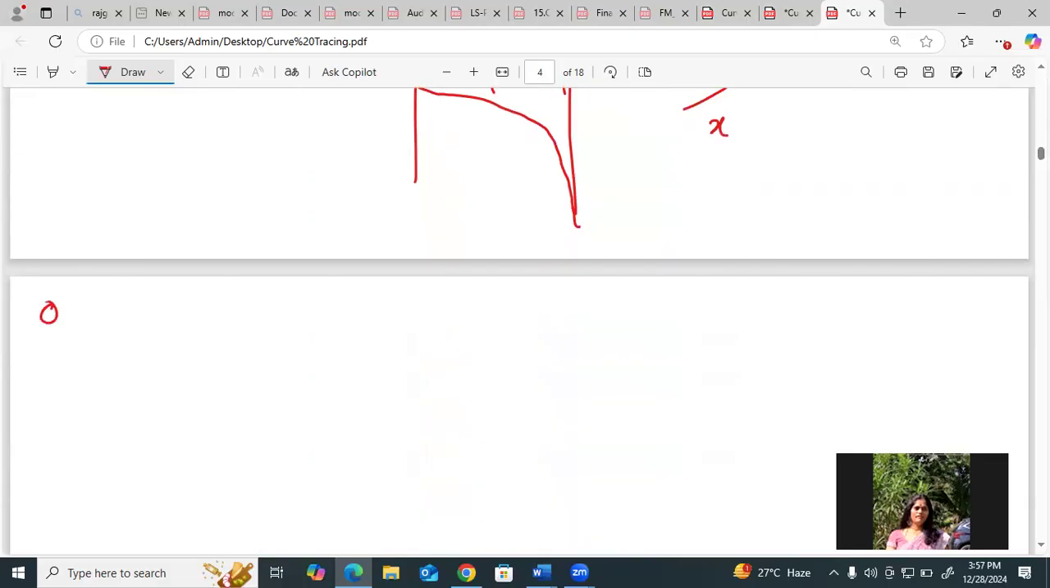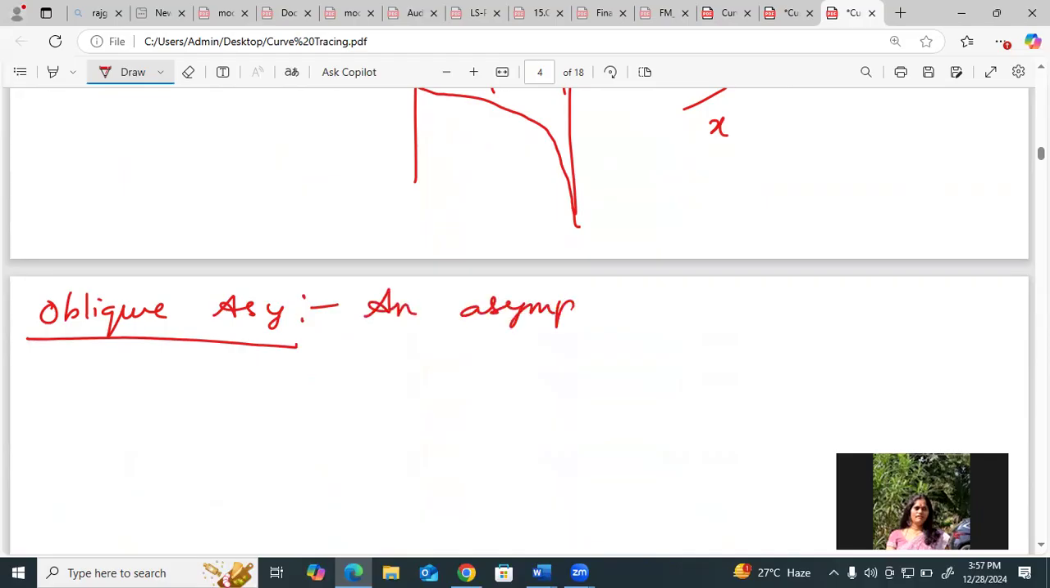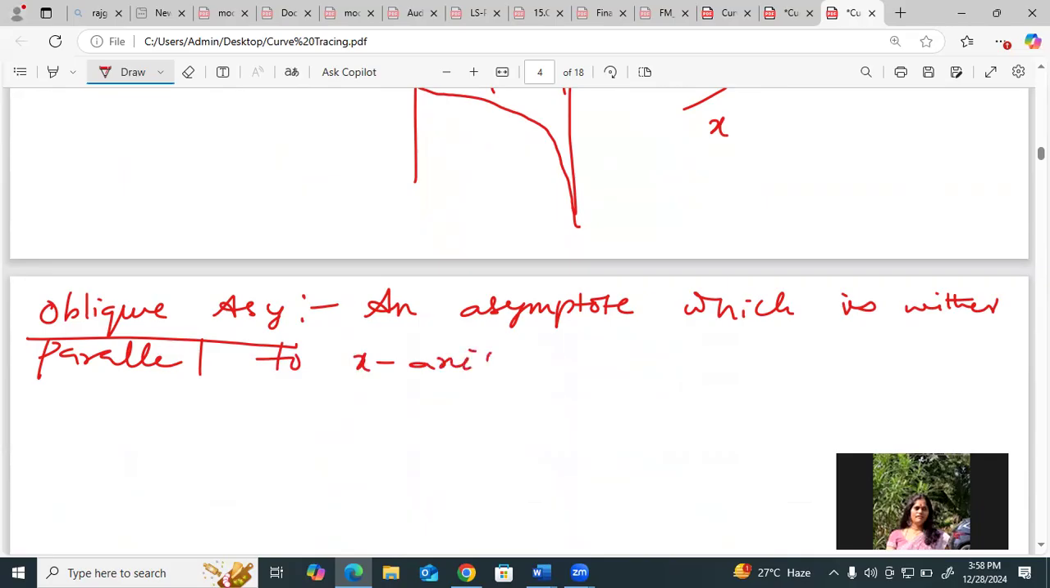There's something called an oblique asymptote. The definition is very simple, guys. It is an asymptote which is neither parallel to the x-axis nor parallel to the y-axis.